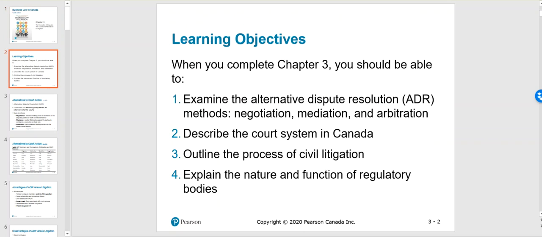We will start by looking at the alternative dispute resolution methods, which are negotiation, mediation, and arbitration. And then we'll look at court litigation. For that, we first need to know how the court system is in Canada. And then we'll be able to look at a court file, how it develops. And then we will end by looking at regulatory bodies and administrative tribunals. Those are also used to solve some disputes in Canada.